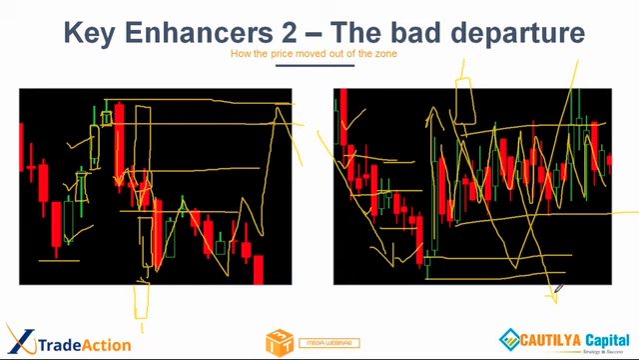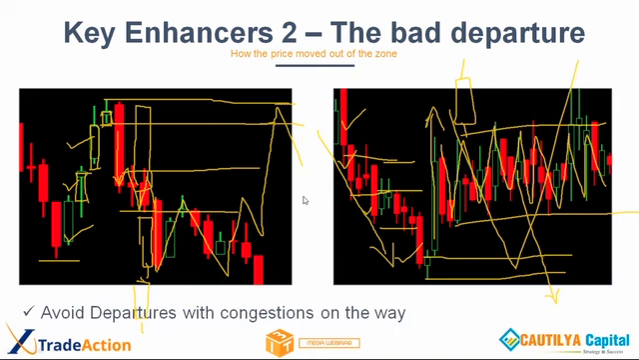When a departure is simple, what is a good departure? A good departure is a departure where there are more momentum candles. A bad departure is a departure where there is an excess amount of base candles. That's it. No big deal. Avoid departures with congestions on the way.